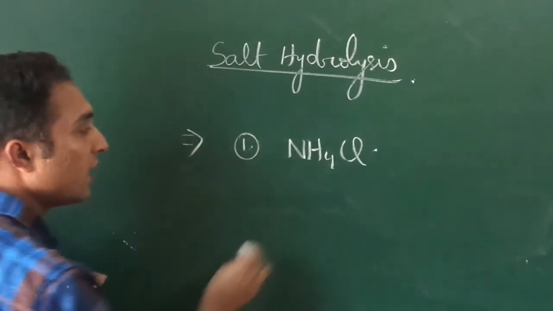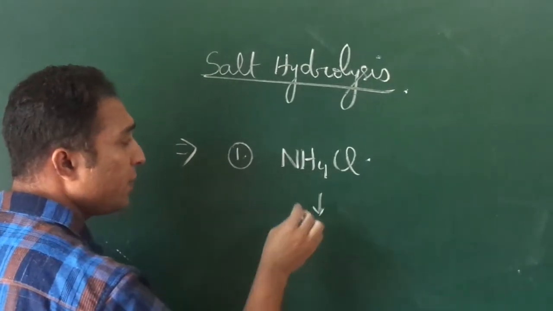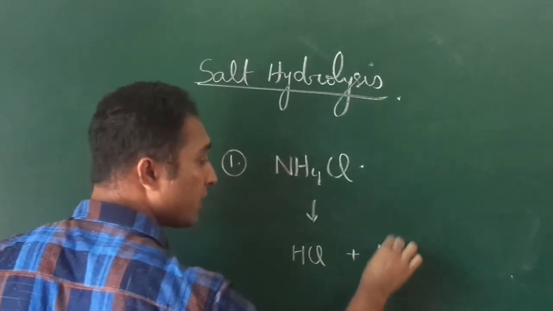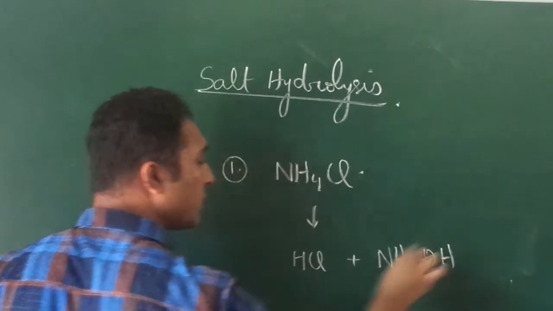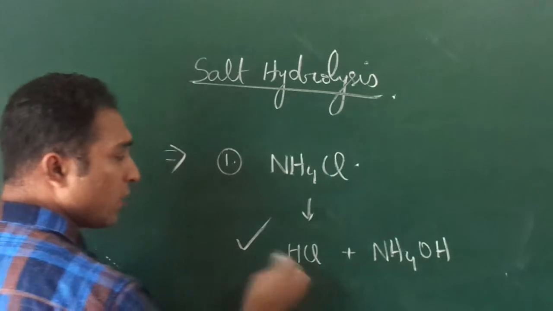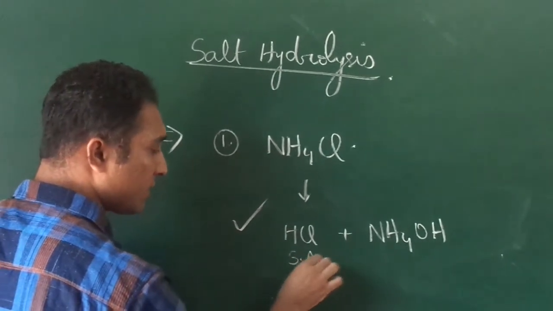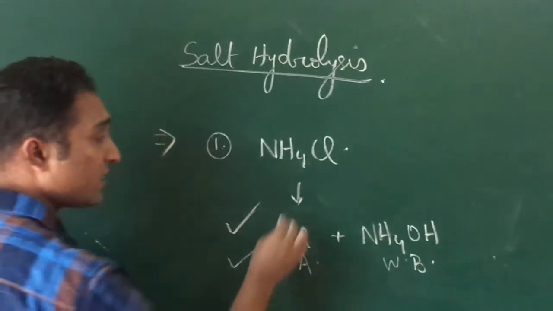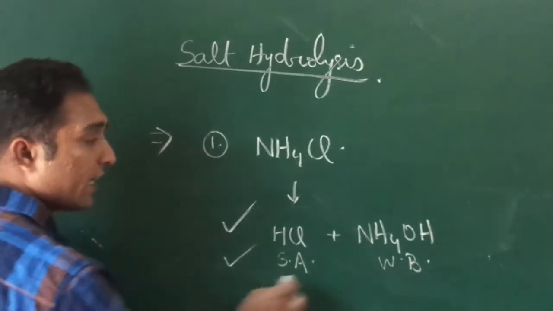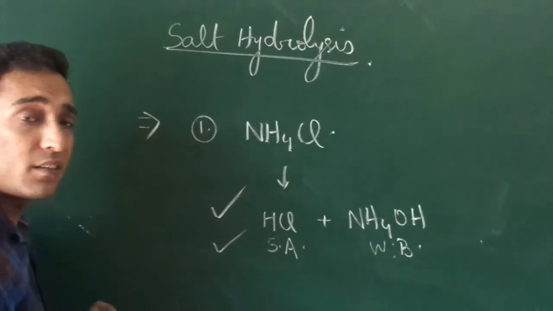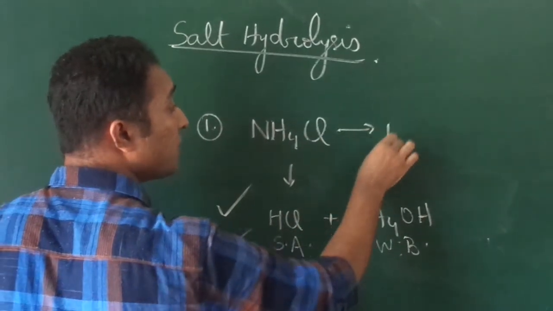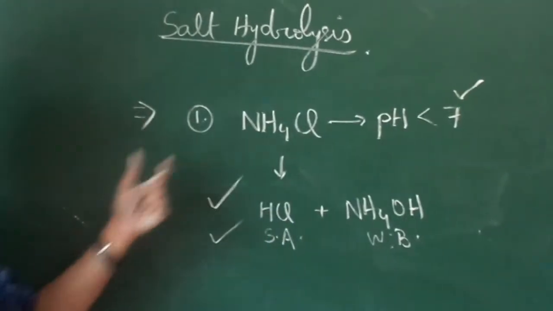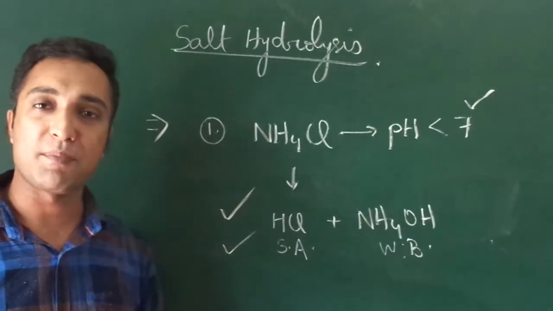Here are a few things. If I say this salt's parent acid was HCl and this salt's parent base was NH4OH, I decoded the first point. Now, by decoding it, I understood that this is a strong acid and this is a weak base. I decoded the second point. Now, since this is a salt of a strong acid, it will be dominating over the weak base, and thus the pH of the salt will be less than 7. This is the third point I decoded just by looking at it. I don't even have to touch my pen.